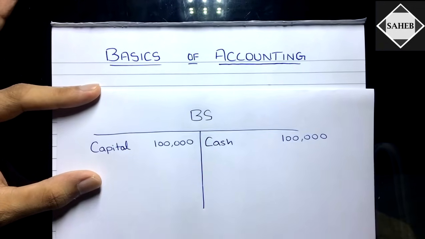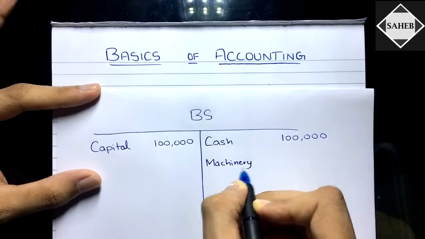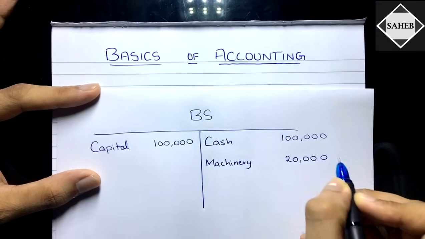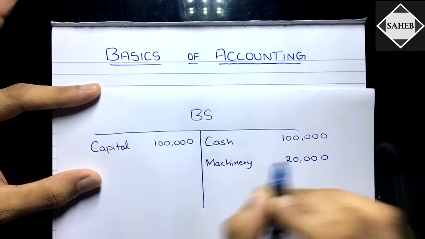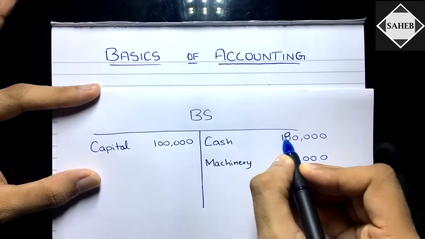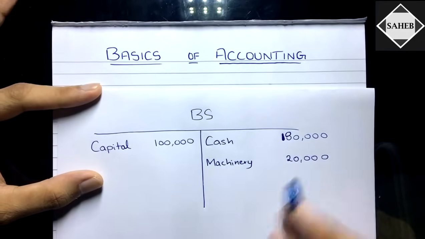Yes. Now let's say you purchased machinery to do business. You wanted to do some production or something. So let's say you purchased machinery of 20,000. Clear? This was a cash transaction, you paid cash immediately, so of course your cash will reduce. Your cash will now be only 80,000 because you have purchased machinery of 20,000.